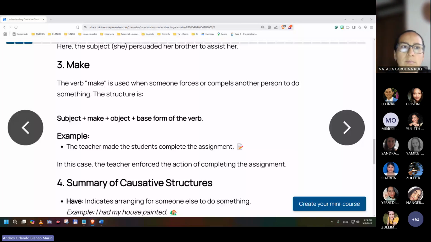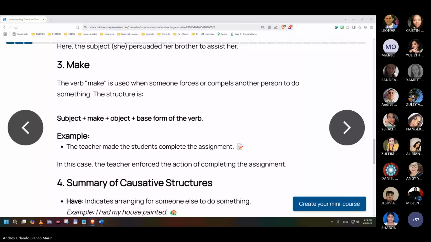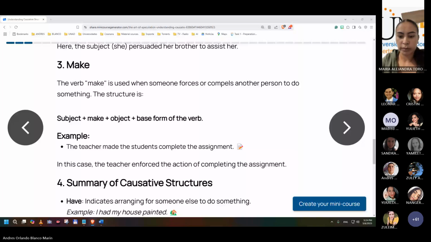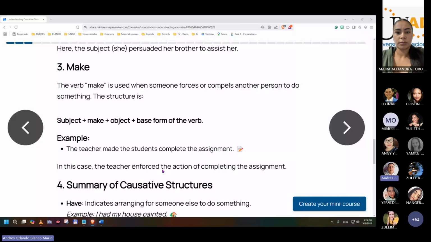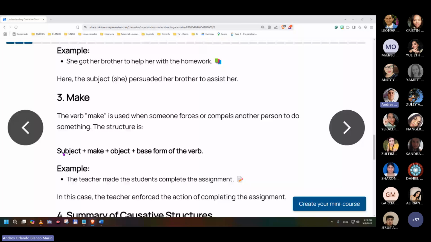it's more complicated in terms of the meaning, because you are showing your authority and that you are able to force someone to do something. So the teacher here made the students complete the assignment. It's because the teacher has authority over the students. But the structure is the same. That's what I'm getting at. The structure is the same, but the intention is different.